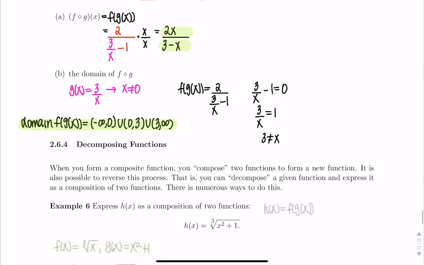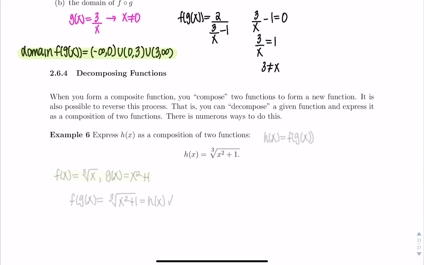Now let's talk about decomposing functions. So when you form a composite function, you compose two functions to form a new function. It's also possible to reverse this process, and that is you can decompose a given function and express it as a composition of two functions. And there are numerous ways to do this. Try to make your life as easy as possible though. So express h of x as a composition of two functions.